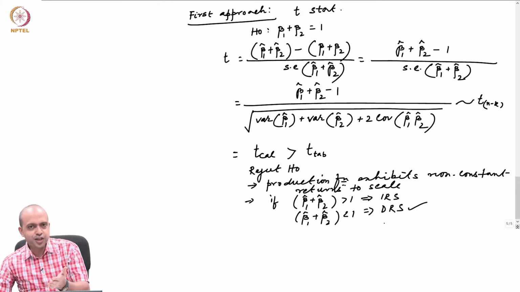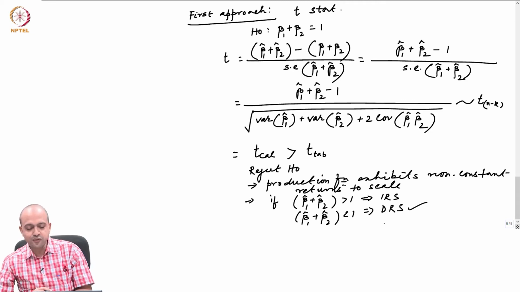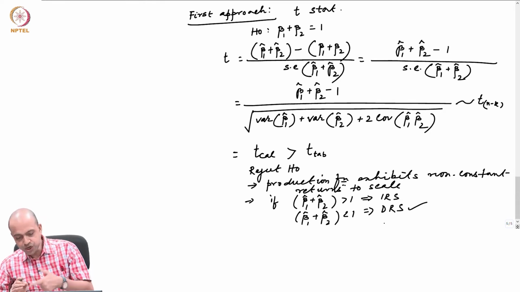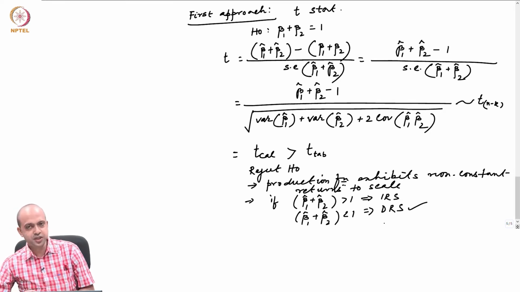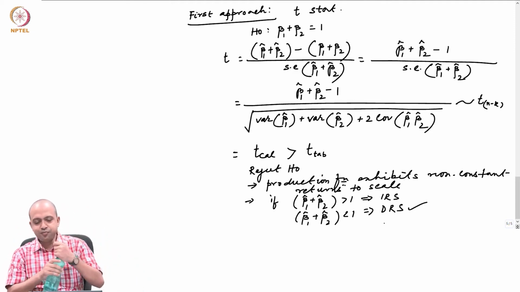Immediately after rejecting your null, you can only say that production function exhibits non-constant returns to scale. After that, you will look into the values beta 1 hat and beta 2 hat, you will sum it up, then you will see which among these two alternative cases actually is suitable in a particular context. That is how you need to apply your T statistic to test this type of hypothesis. This is the first approach.